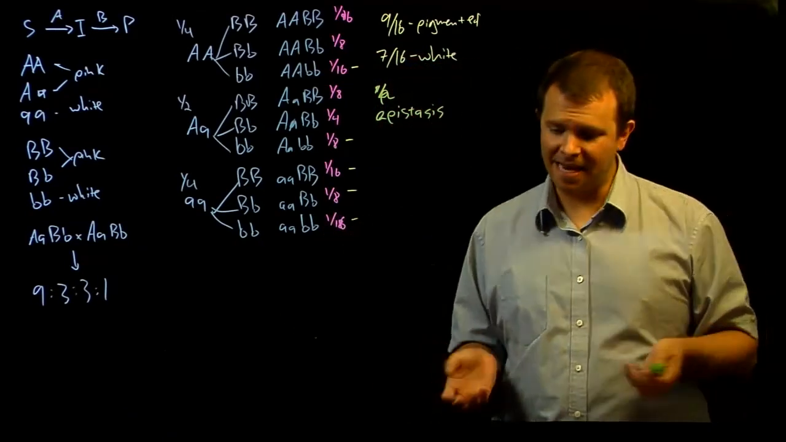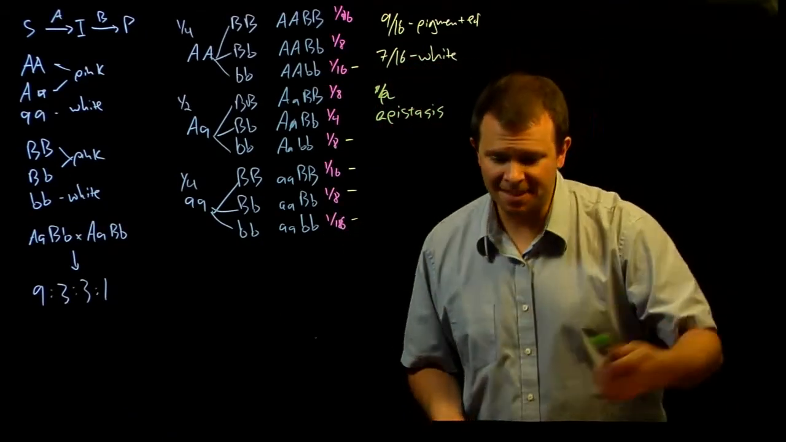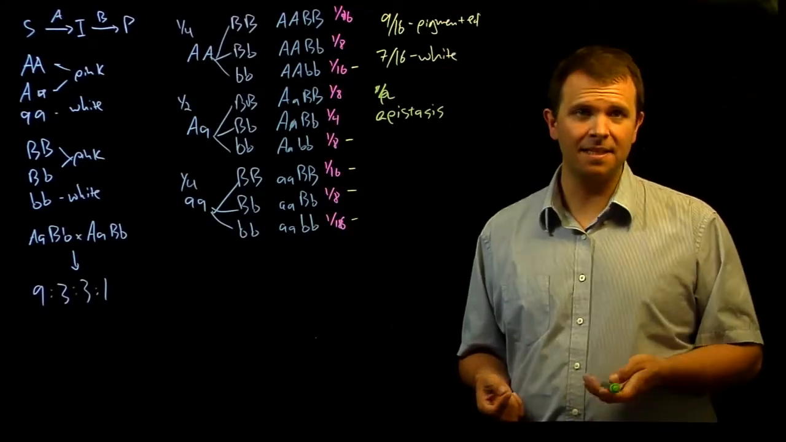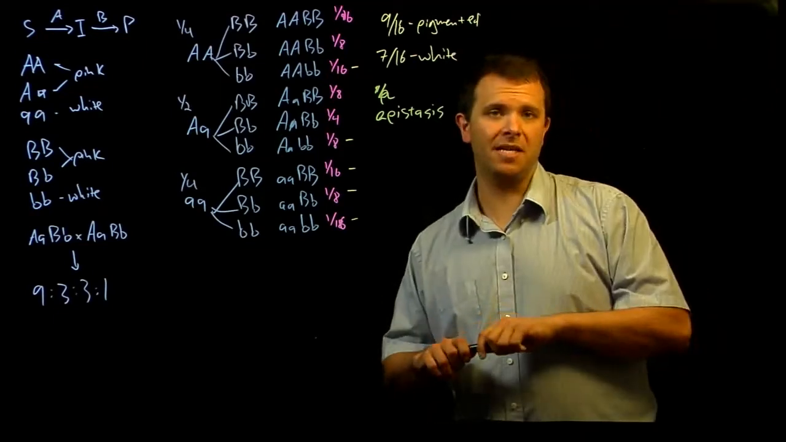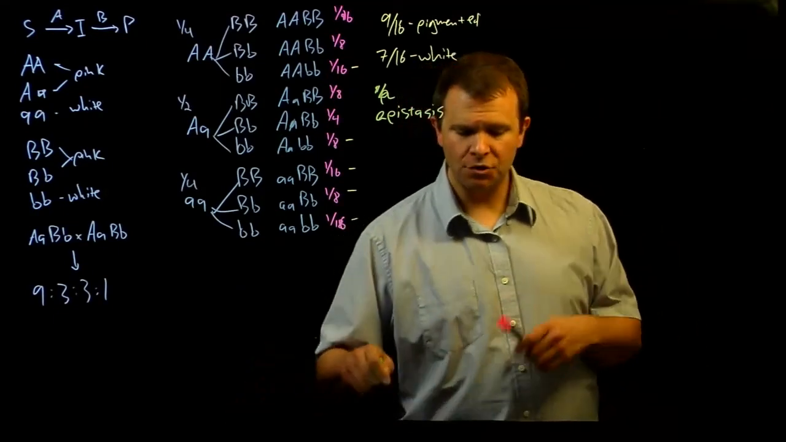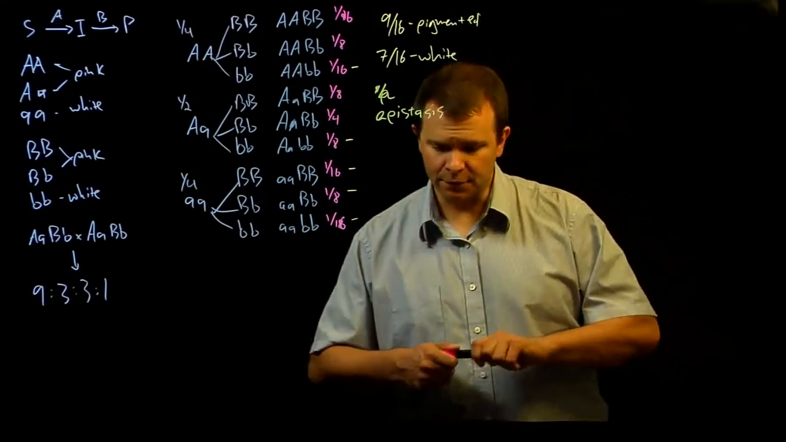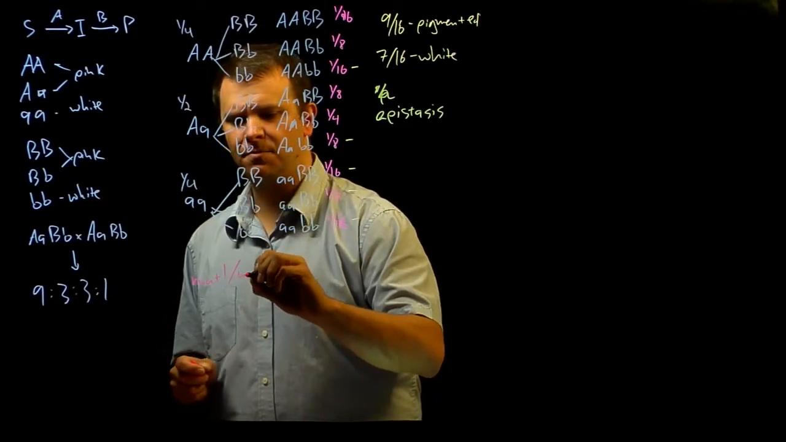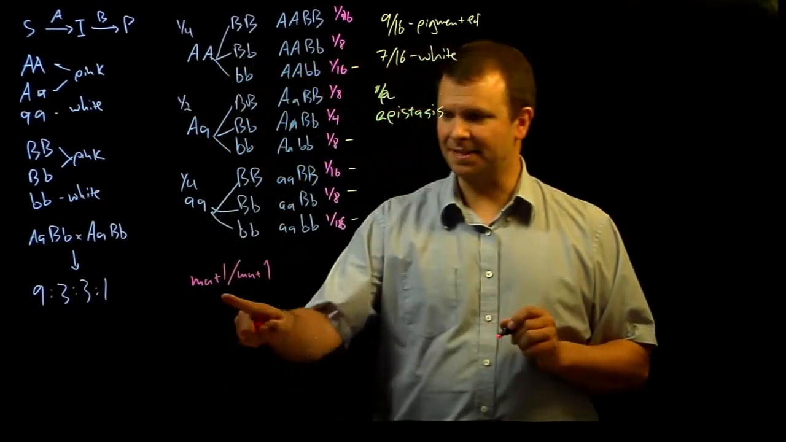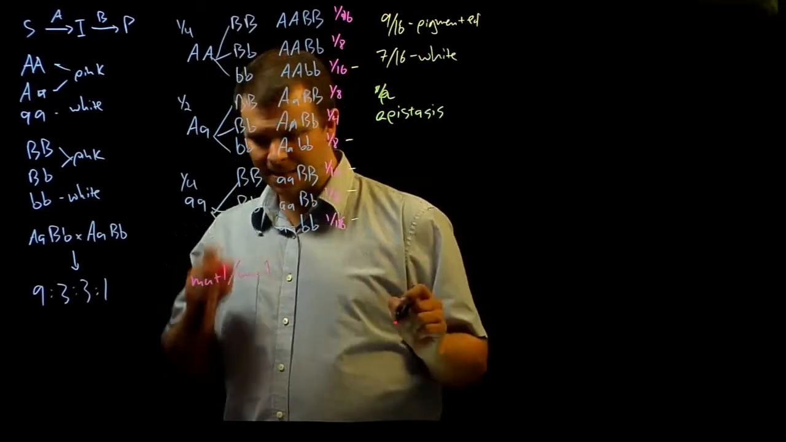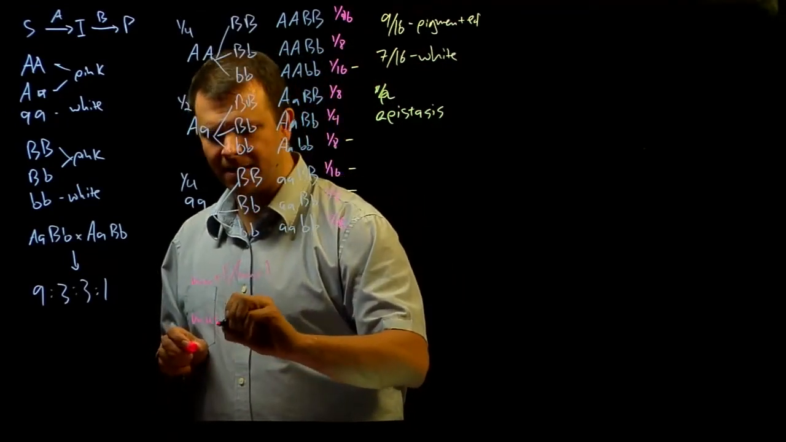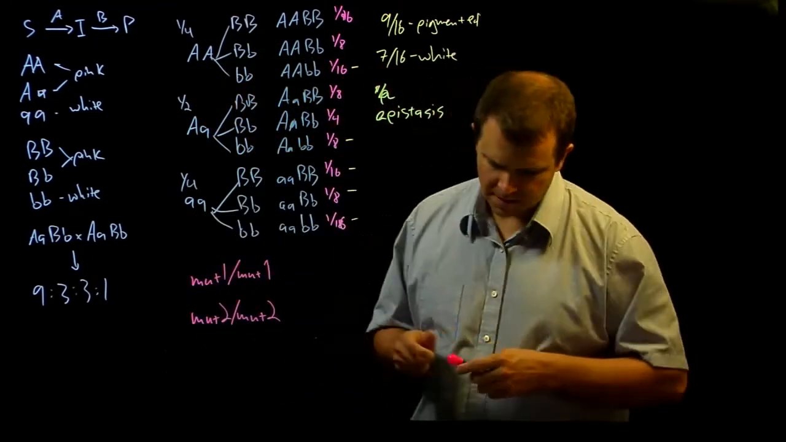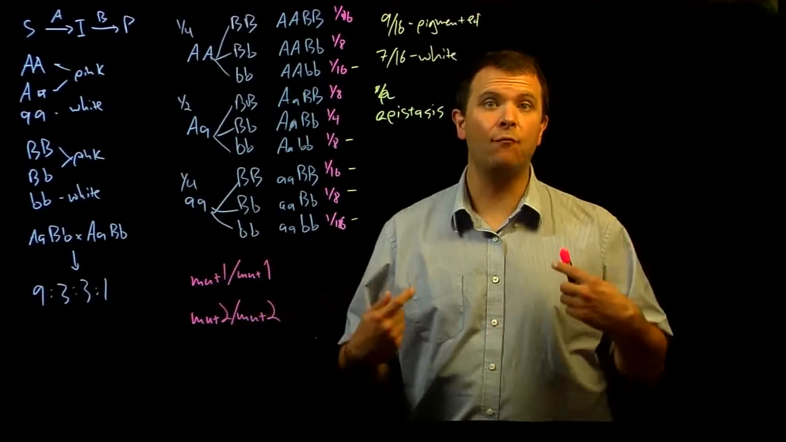And just like complementation tests, we can even use epistasis to determine if different mutants that affect the same process are in different genes or if they're in the same gene. So let's say that we have two true breeding mutants for the same process. We'll call these MUT1/MUT1, right? One plant that's homozygous for this mutant, and the other mutant is homozygous MUT2/MUT2, right? Both of these plants have white flowers.